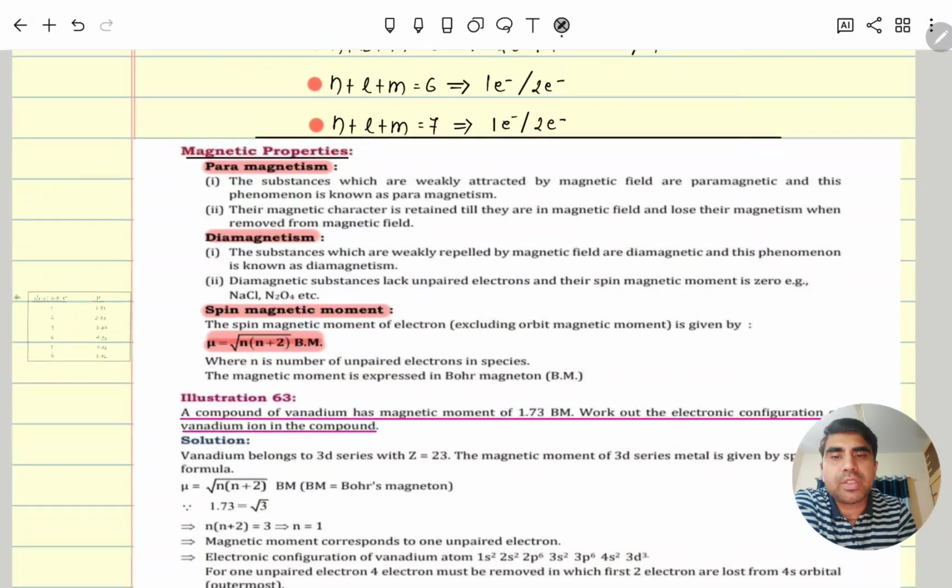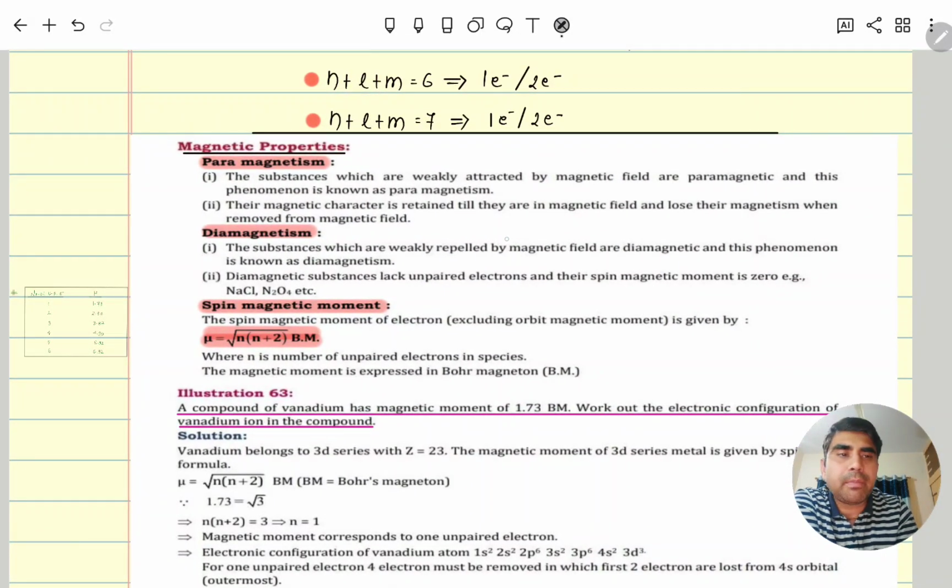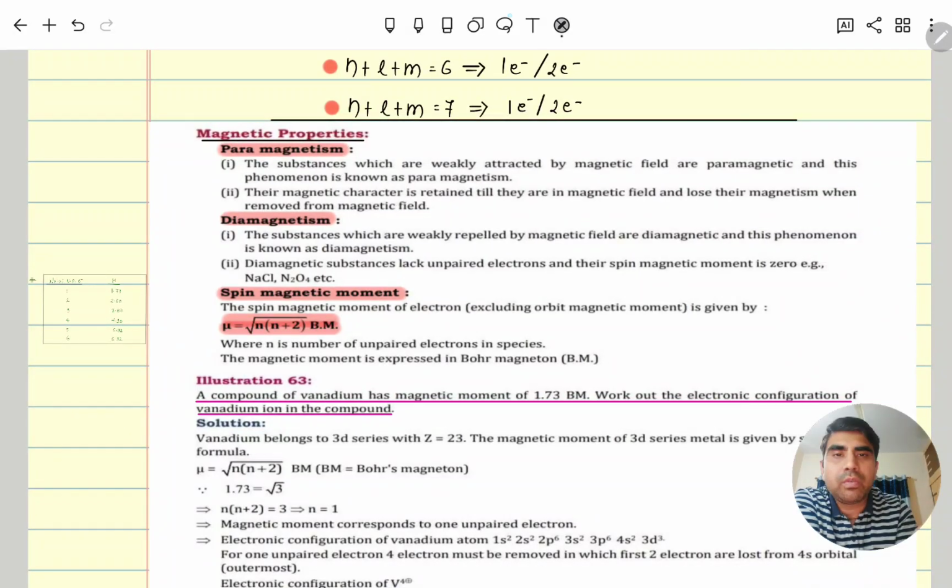One substance is paramagnetic. Paramagnetic means the substance is attracted towards the magnetic field, and diamagnetic means it is repelled by the magnetic field. If a substance has number of unpaired electrons not equal to 0, it is called paramagnetic. If the number of unpaired electrons is 0, it is called diamagnetic. How to calculate spin magnetic moment? It is under root n into n plus 2, where n is the number of unpaired electrons.